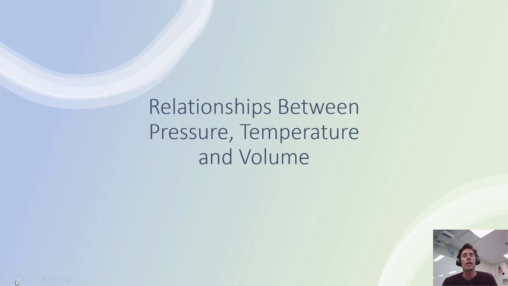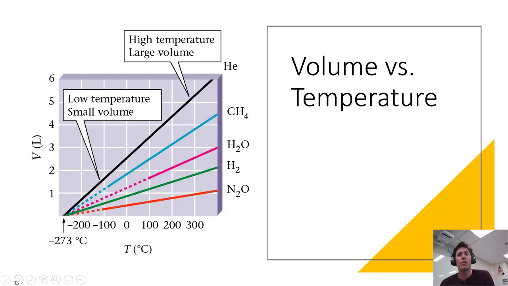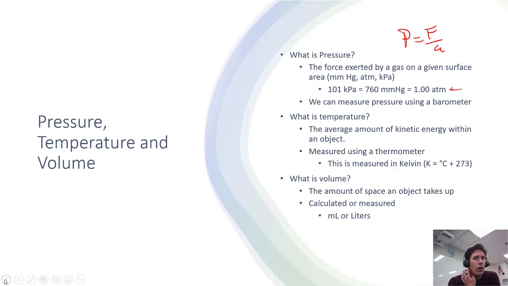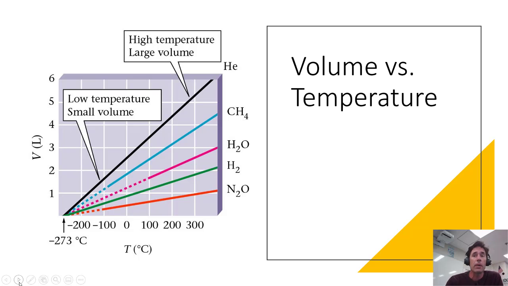Let's talk about the relationship between pressure, temperature, and volume, because they are interrelated. The first one we're going to talk about is volume and temperature. I do want to tell you that in order to solve for Kelvin, you take degrees Celsius and add 273 to it. The reason we do 273 is it's not a random number. It was actually found by looking at the volume and temperature relationship.